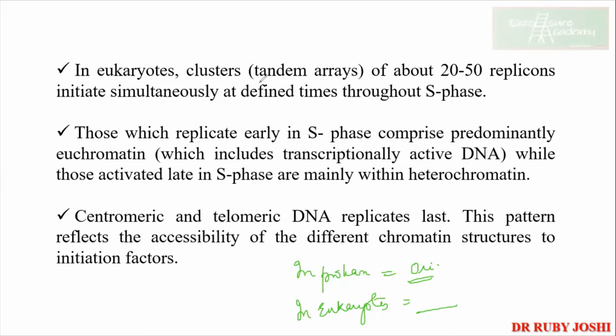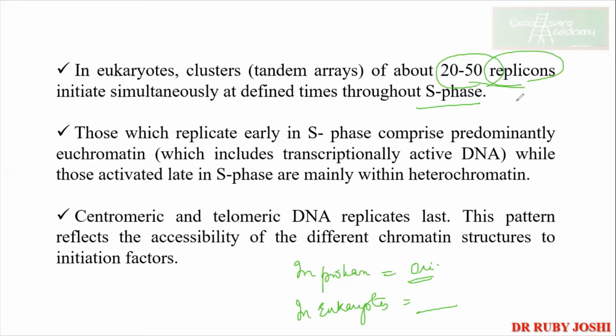So in eukaryotes, clusters of about 20 to 50 replicons initiate simultaneously at defined times throughout the S phase. So it says that you have got around 20 to 50 replicons. What are replicons? Replicons are the site at which the origin sequence will be recognized, and all the replication associated proteins will come and bind. So that is your replicon.